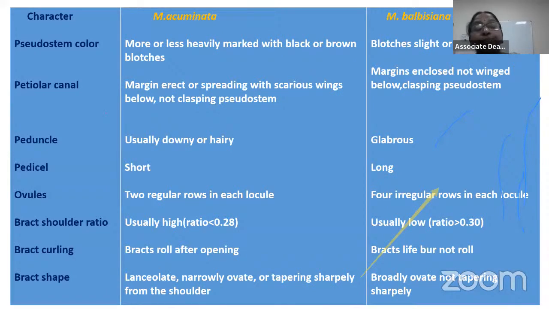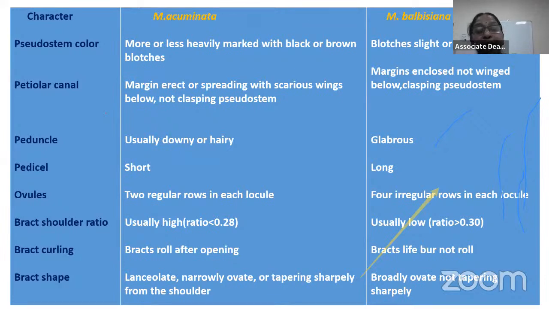So for the pseudo-stem color, if it is more or less heavily marked with black or brown blotches, then the scoring will go to Musa acuminata. Similarly, if a particular cultivar is closely related to balbisiana, the pseudo-stem will produce blotches that are slight, and sometimes the blotches are absent, whereas in acuminata they are more prominent and heavily marked. The other one is the petiolar canal, observed on the margin. It is generally erect or spreading with scarious wings below and not clasping the pseudostem, that is, not closely adhered to the pseudostem. Whereas in balbisiana, the margins are enclosed, with no wings below, and clasping the pseudostem.